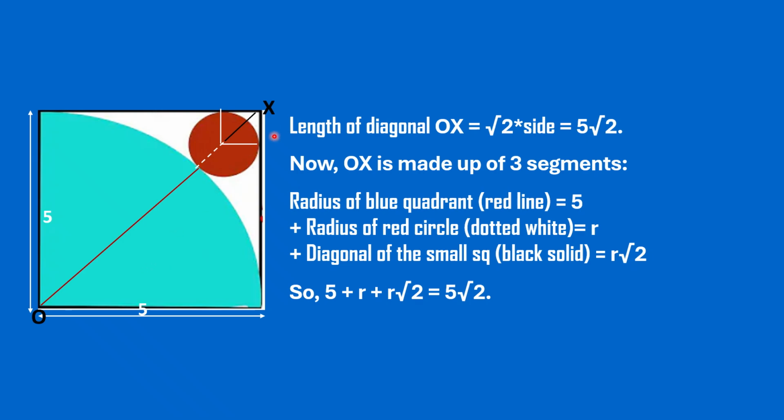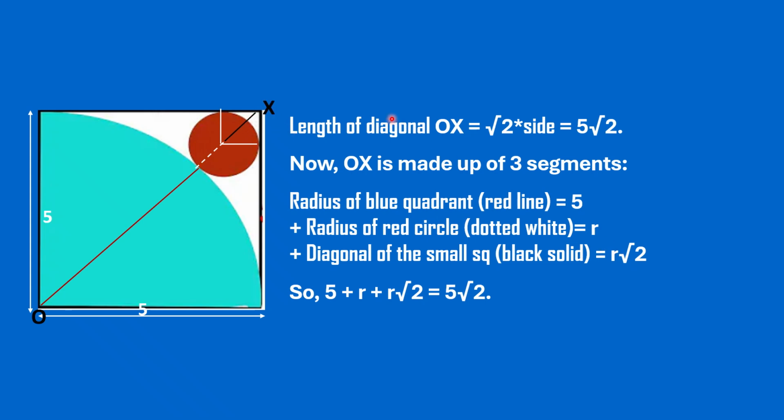Now see that the diagonal OX is made up of 3 segments. One is the radius of the blue quadrant. You can see the red line, the radius of the blue quadrant, which is 5 units. Second, the dotted white line, the radius of the red circle, that is R. And finally the last part, the black solid line, which is the diagonal of the small square, and each side is R. So this diagonal will be R root 2.